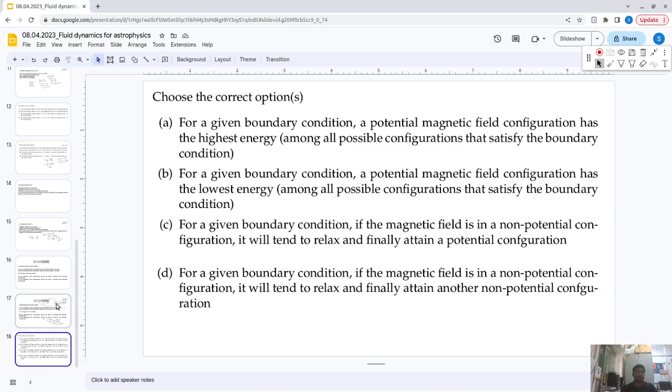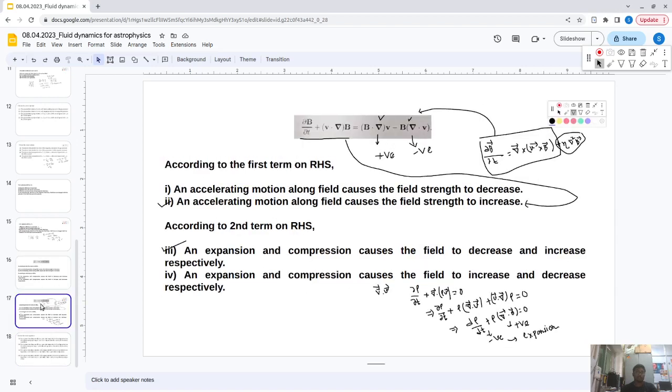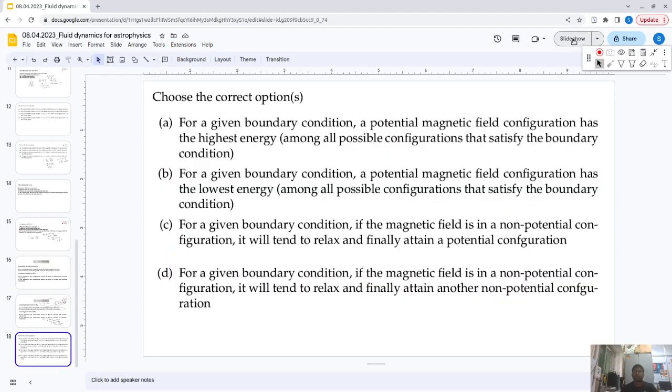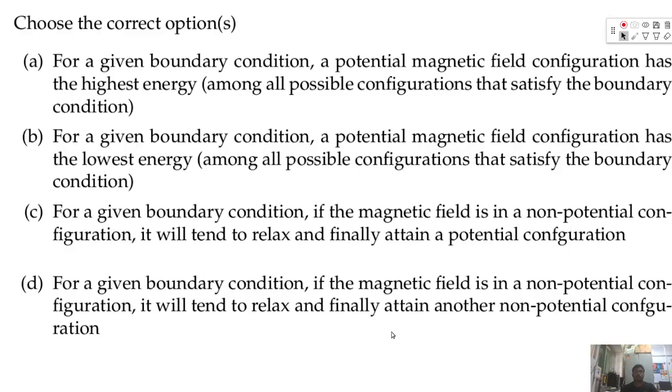Let us look at the next question here. So choose the correct option. For a given boundary condition, a potential magnetic field configuration has the highest energy among all possible configurations that satisfy the boundary condition. This is not correct. For a potential magnetic field configuration, it should have the lowest energy. That means it is the equilibrium magnetic energy configuration.